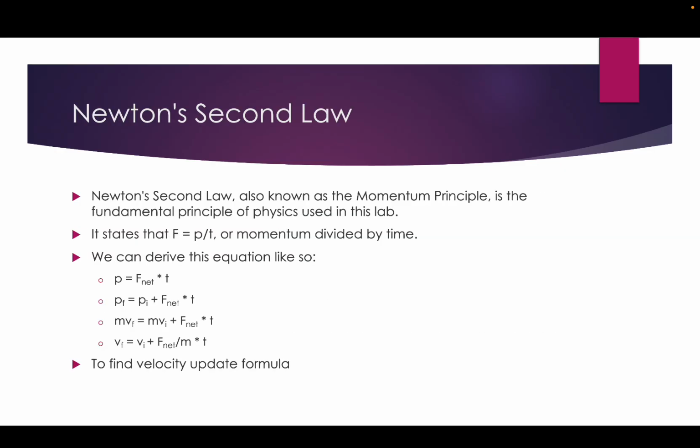The fundamental physics principle used in this lab was Newton's second law, also known as the momentum principle. It states that F equals p over t, or force is equal to momentum divided by time. We can derive this equation to get the velocity update formula: final velocity equals initial velocity plus net force divided by mass times time. And if F net is 0, then acceleration is 0 and velocity will be constant.